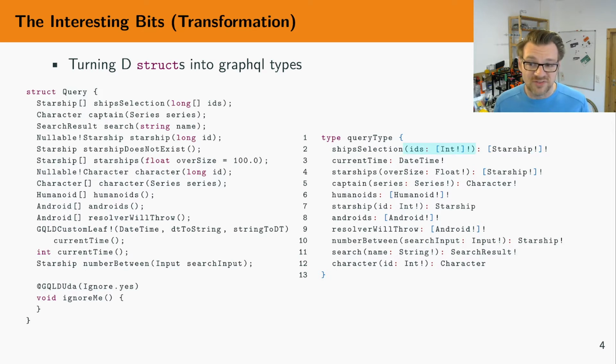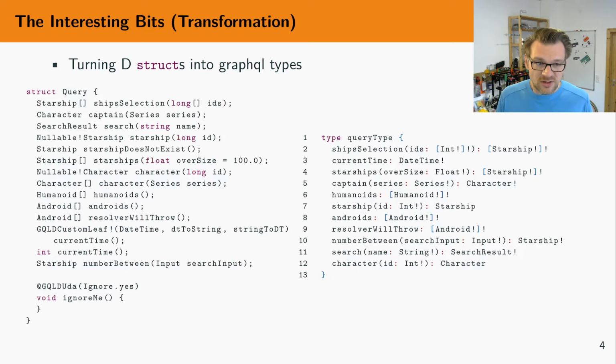For the parameters, it's basically the same. It's called ids as it's called in the struct, but then again, the type goes after the colon. And here again, we say we want all longs, or ints in this case, as there's only one integer type and it's basically long, but they call it Int, and it must not be null, none of the entries.